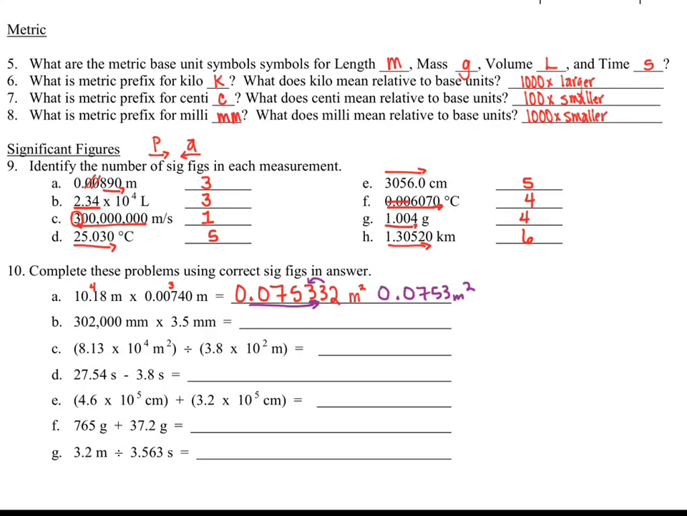Okay, I look at B, and again, I'm multiplying. So I'm going to look at the least number of sig figs. So I look at 302,000. The decimal point is absent, so here I have 3 sig figs. Then here I have 2 sig figs, so my answer better have 2 significant figures. So let's do the math.